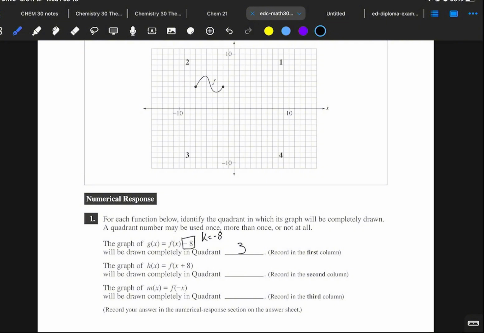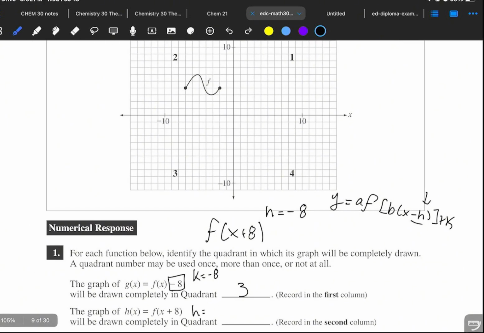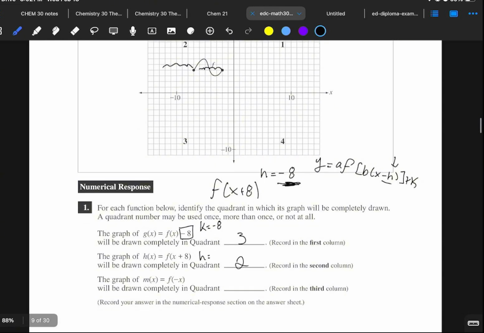Now, if you were to completely translate it 8 units to the left, since h in this equation here, f of x plus 8 is our transformation, h would be -8. Since again, remember, in our transformations equation, to get x added to something, you have to have h being a negative value. So h is going to be -8. And if we have a negative h value, that means we're moving to the left. So if we're moving to the left 8 units, that's not going to change the quadrant that we're in. So we're going to stay in quadrant 2.